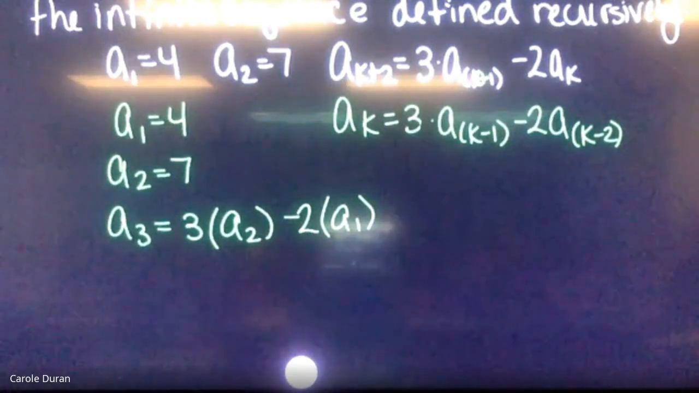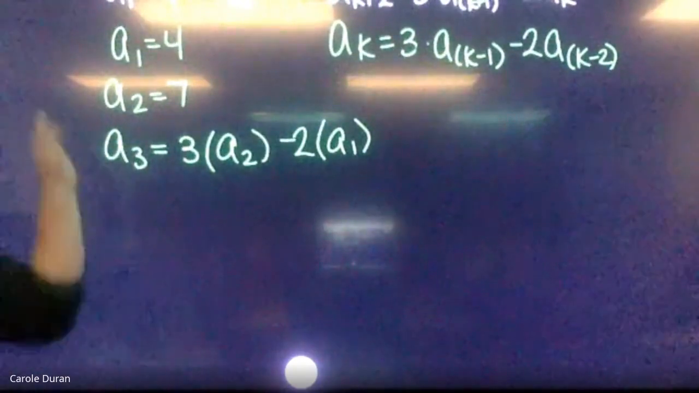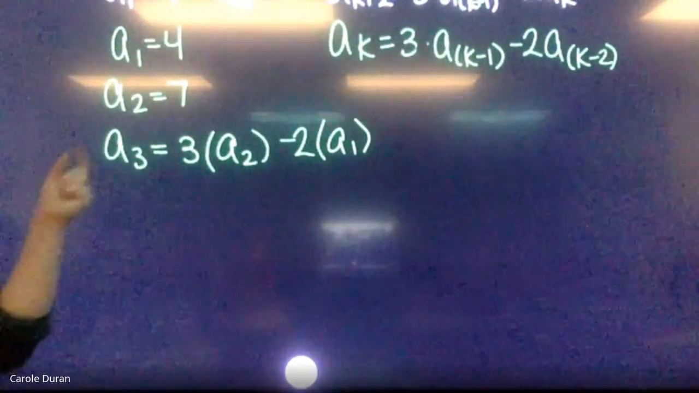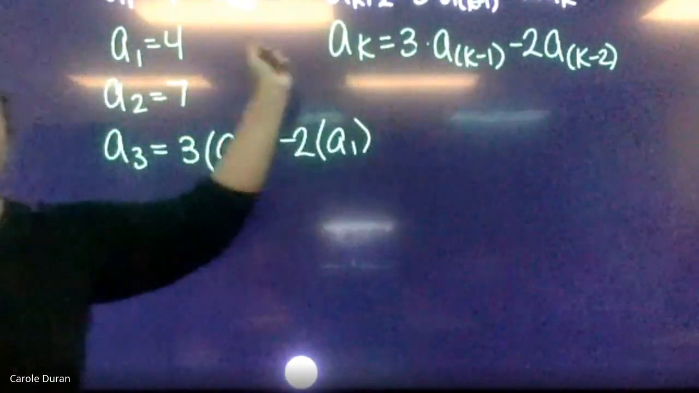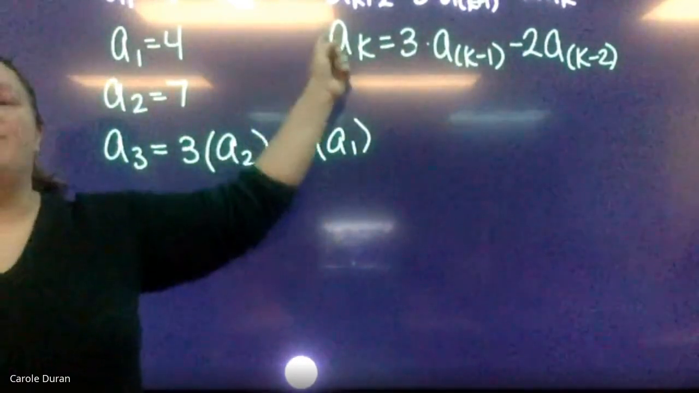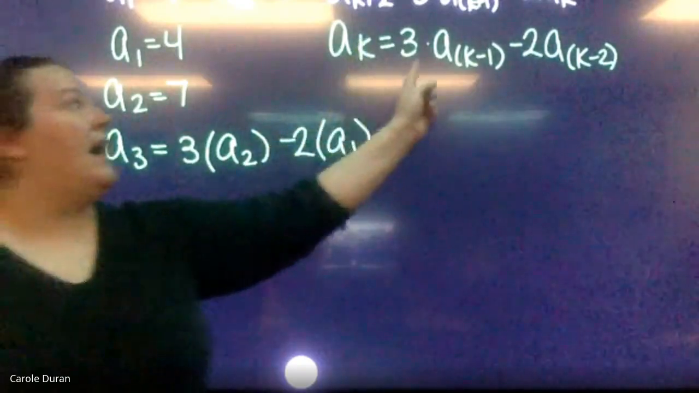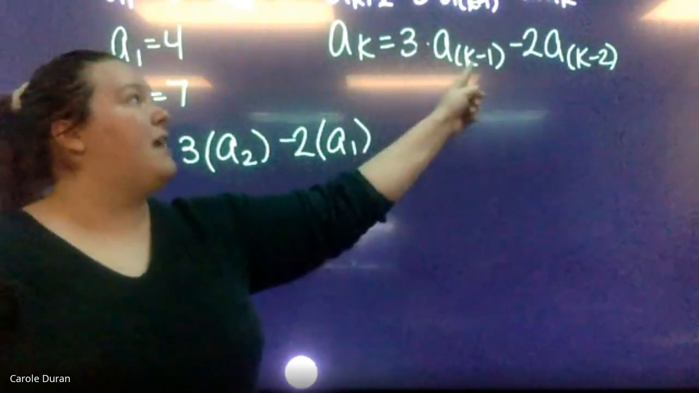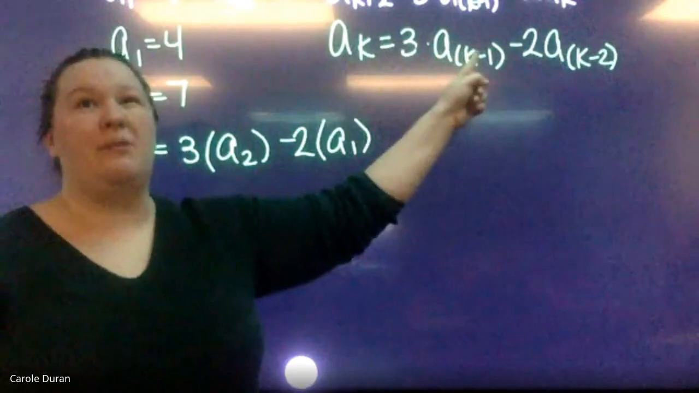Yes, this is hard. I know it's hard. It's just a bunch of letters and numbers, and I don't see anything holding together. Do we see how we got A of 3 from that? So this one might be the best one to look at. If I'm looking for A of 3, I do 3 times A of k minus 1. So if k was 3, 3 minus 1 is 2.